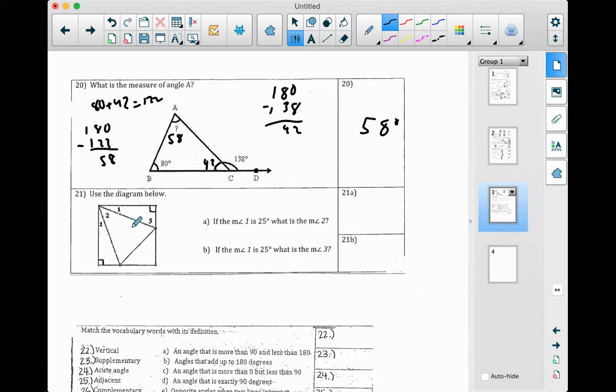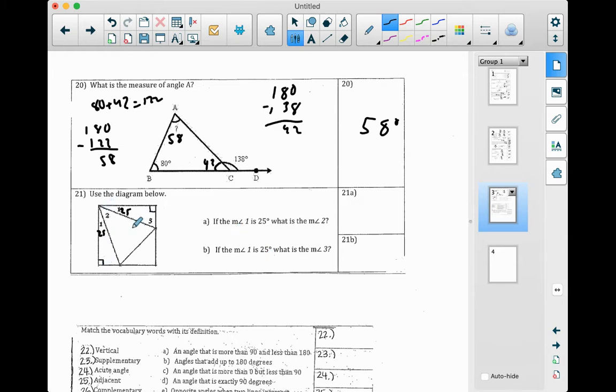All right, in this diagram, it says measure of angle 1 is 25 degrees. Now there's going to be one just like this on the test tomorrow, so be careful. It says angle 1 is 25 degrees, but I have angle 1 showing up there twice, so be careful. This is 25, and this is also 25. We want to find the measurement of angle 2 and 3.